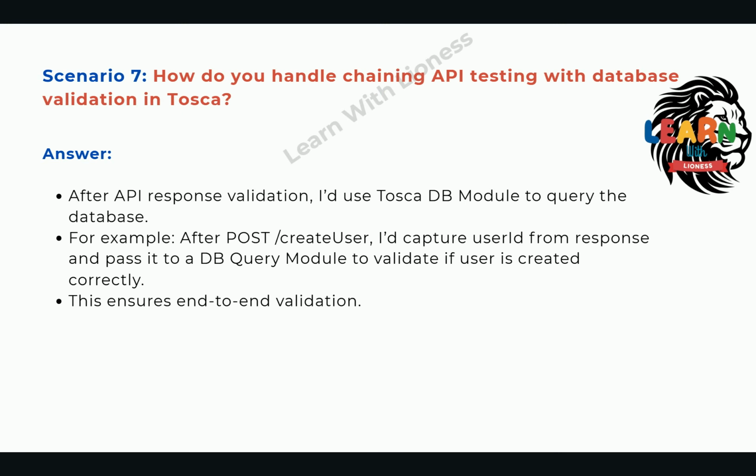Scenario 7. How do you handle chaining API testing with database validation in Tosca? Answer. After API response validation, I'd use the Tosca DB module to query the database. For example, after a POST to create a user, I'd capture the user ID from the response and pass it to a DB query module to validate if the user is created correctly. This ensures end-to-end validation.